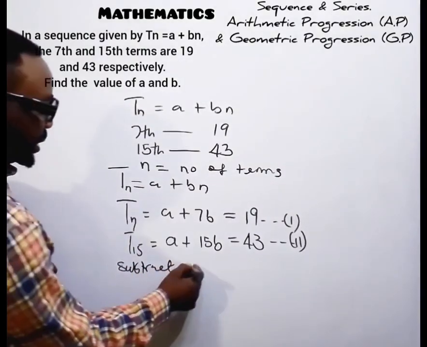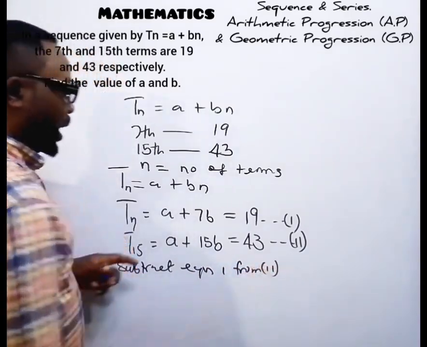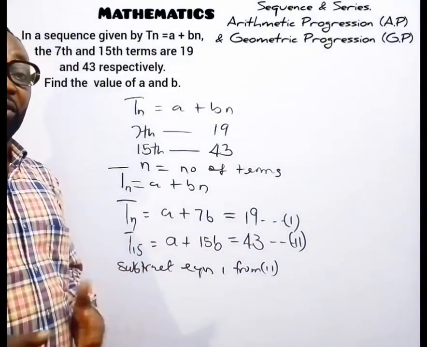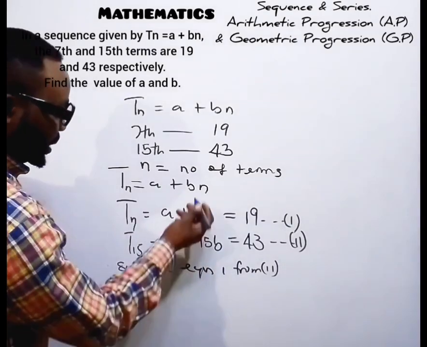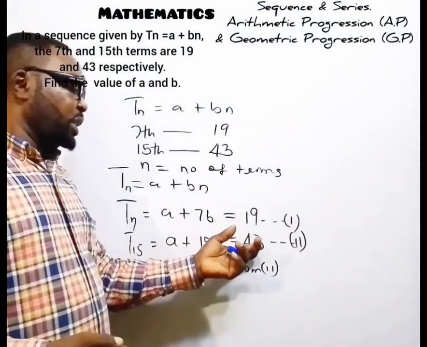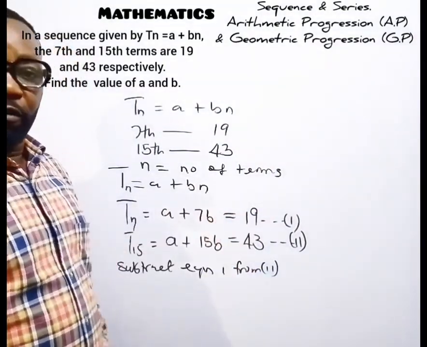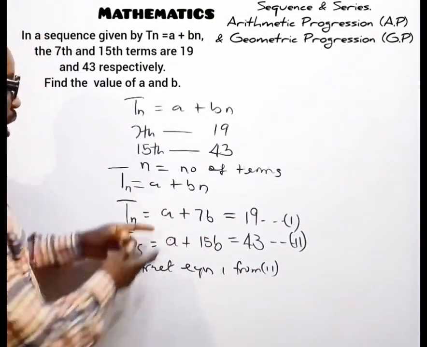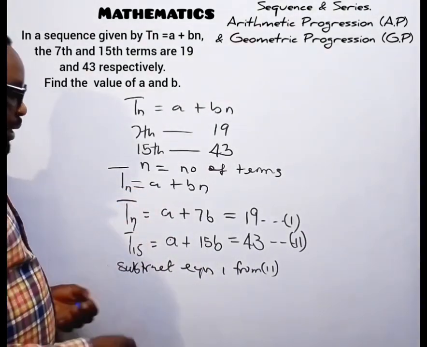Now, subtract equation 1 from 2. Why do I do this? Because I want to have a positive value for my b. Okay, let me go ahead and do that. Whichever way I go through it, I'm going to have a positive value for it. If I subtract this from this, or this from this, I have the same value. So a minus a will be equal to 0. So we have been able to eliminate a here. That's why we call it the elimination method.